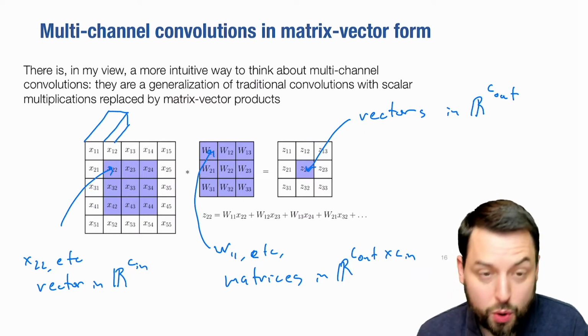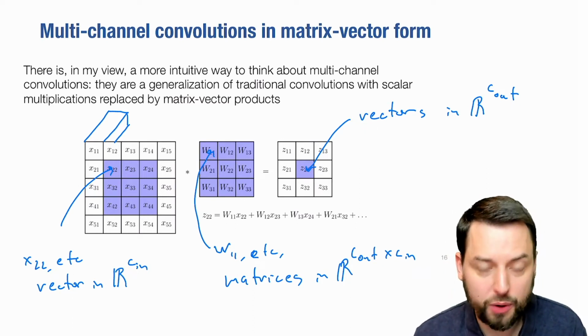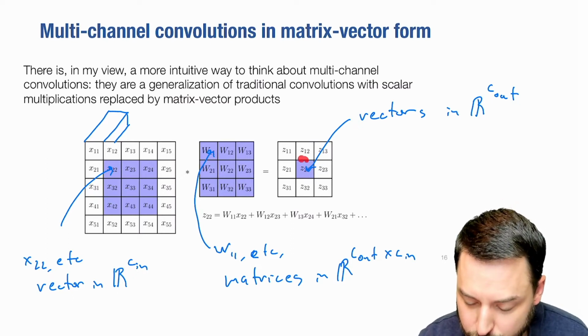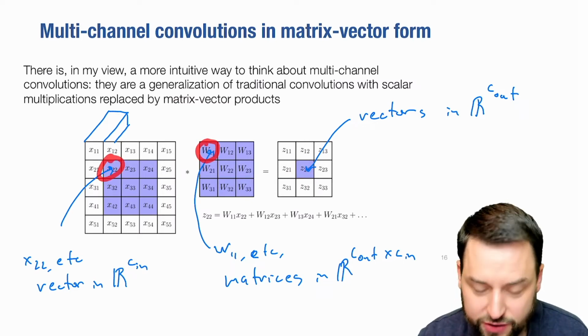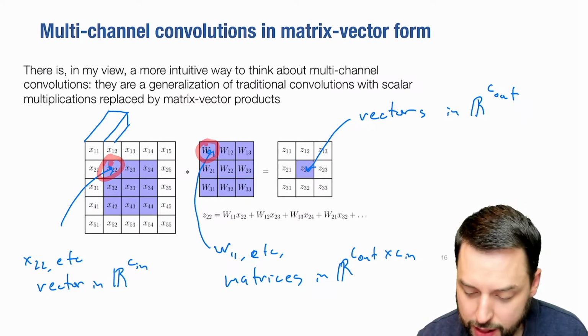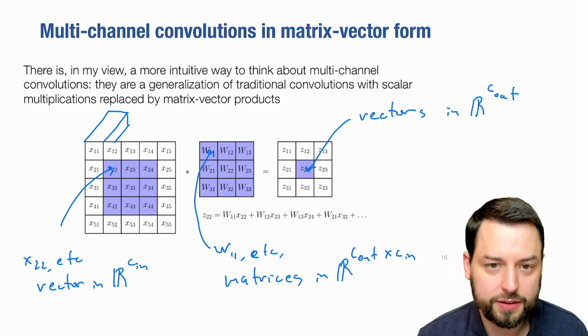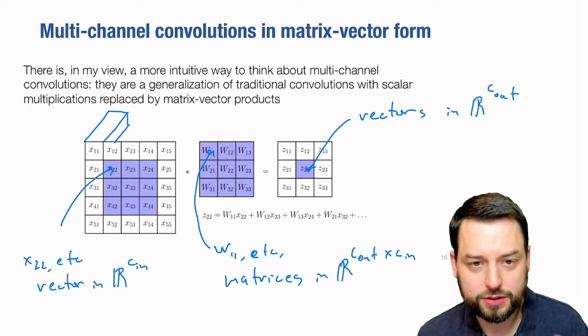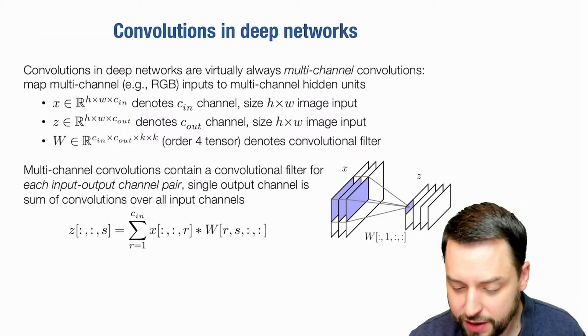Then we have our same operation as before. It's just that Z22 here is equal to, in the same way, W1 times X, in this case 2,2. But this product here is now a matrix vector product, right? So in some sense, the way you should think about 2D convolutions, I would argue, is not like this.